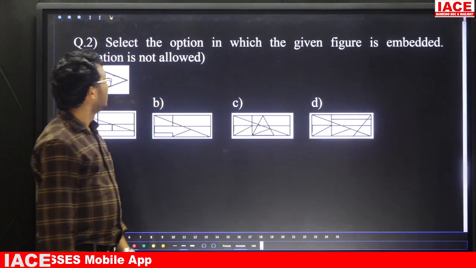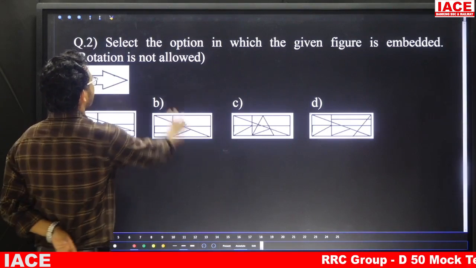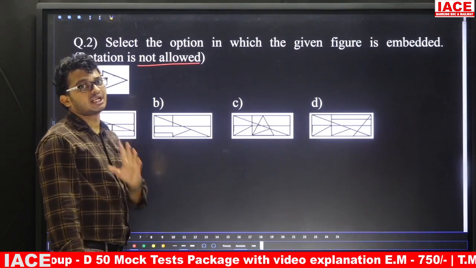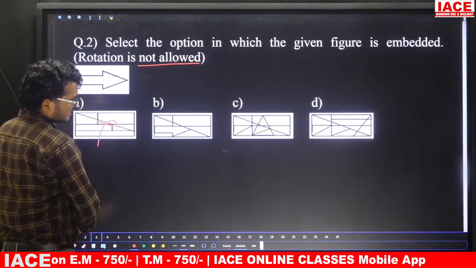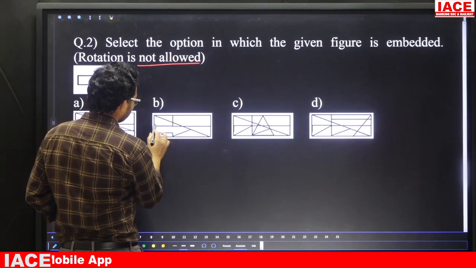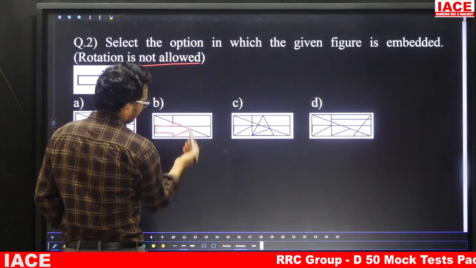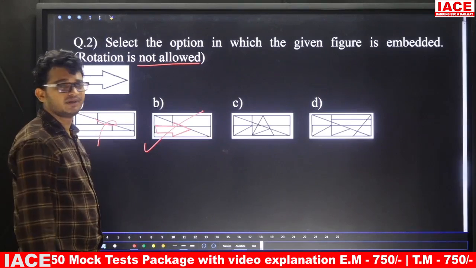Question number 2, select the option in which the given figure is embedded. Here rotation is not allowed. Friends, our requirement is a hidden figure, but rotation is not allowed. Take care, they have given an arrow mark here. Here it is not there. Next, friends, if you observe diagram 2 here, is the arrow mark there or not? Yes. So diagram 2 is the answer. So the answer is option B.